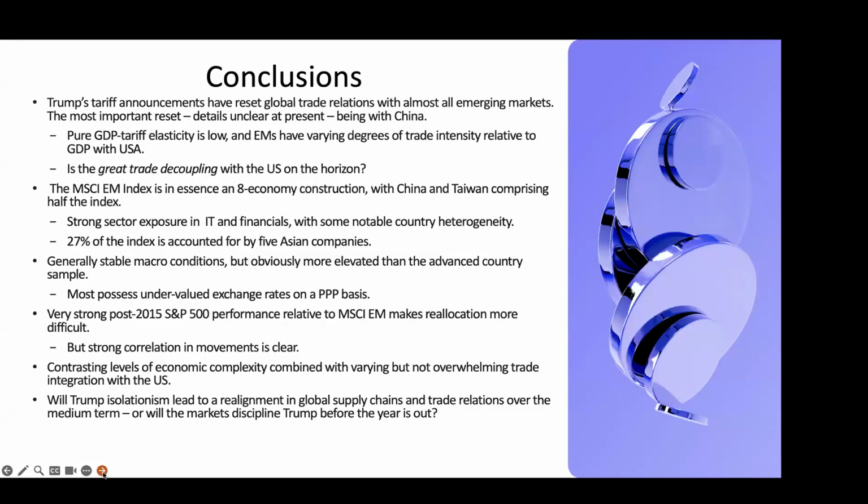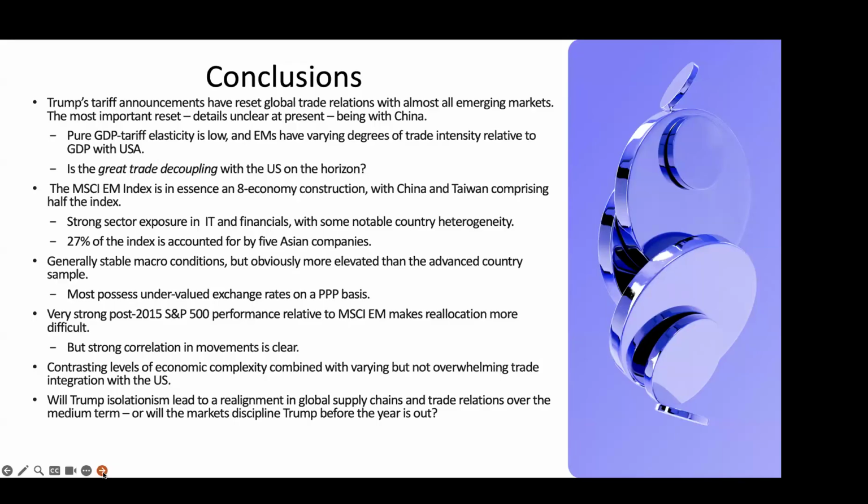I think I've covered a lot of ground, but Trump's tariff announcements, I think, have completely reset the global economy. They've changed the nature of tariffs and the trade regime for the US, potentially for a very, very long time, for the first time in a century. The key relationship to watch here is that between, of course, the US and China and how China responds. The pure GDP tariff elasticity is low, and the trade to GDP ratios when one is looking at US trade in these EMs, and in particular the EM8, are actually quite low, except for Mexico.